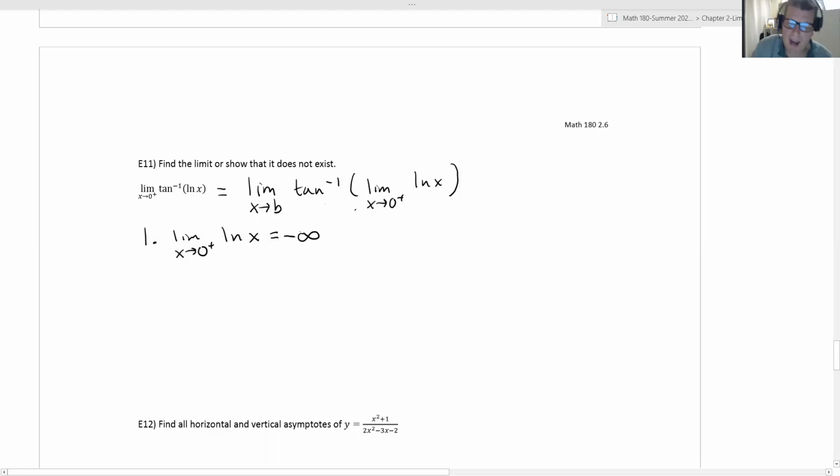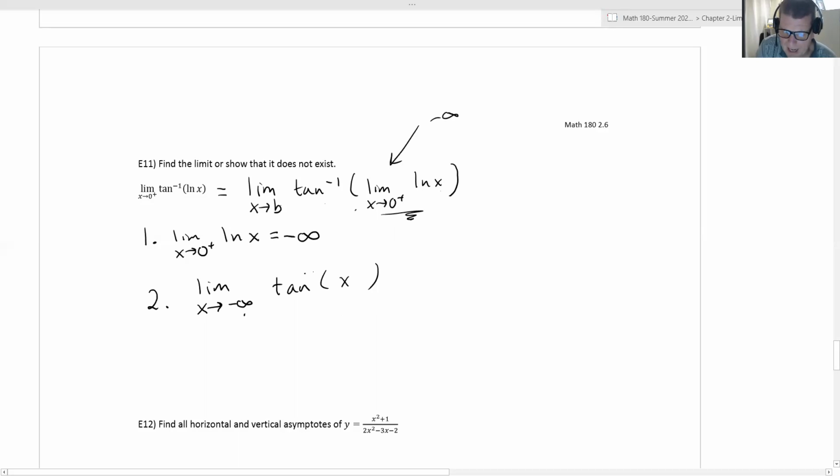Okay? So now, that's going to be my b. What we're really looking for is the limit as x approaches negative infinity of tangent inverse, call it x, okay? That's the second part. So our b becomes negative infinity, because that's what the natural log of x is as x approaches 0 from the positive side. So we know this is approaching negative infinity.